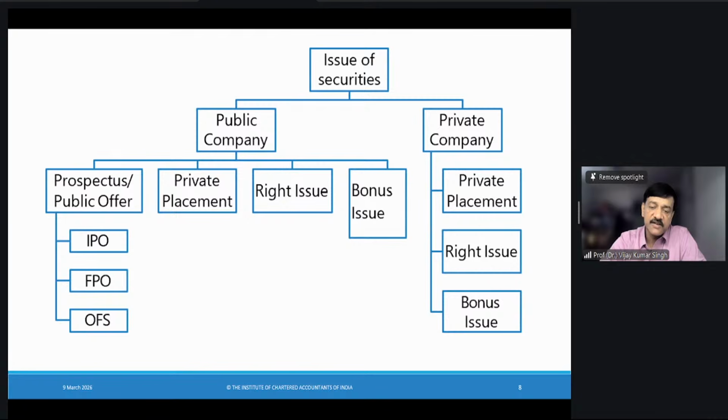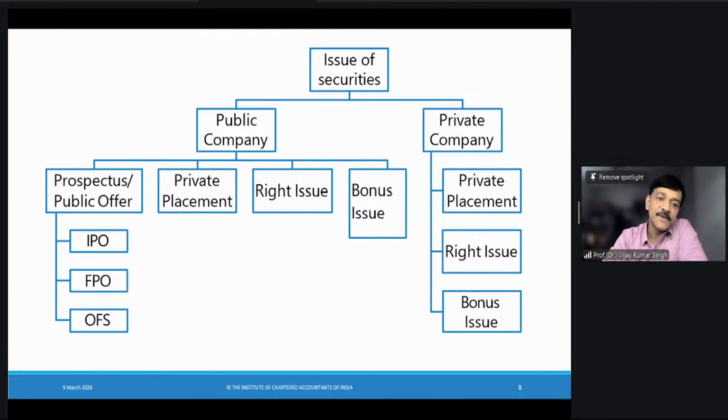So a bonus issue is given to the existing shareholders, and you give it as a bonus. Now, in case of private companies, you can have a private placement, and then there is a rights issue and a bonus issue. What you don't find here is a public issue or prospectus. So in case of a private company, there is no requirement of a prospectus or a public offer, but it happens by way of a private placement, rights issue, and bonus issue.